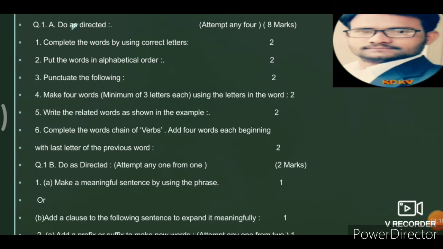you will learn: complete the words by using correct letters, which has 2 marks; put the words in alphabetical order; punctuate the following; make 4 words using the letters in the word, where each word must have minimum 3 letters; and write the related words as shown in the example. These 5 bits you will learn in this first part of the language study.